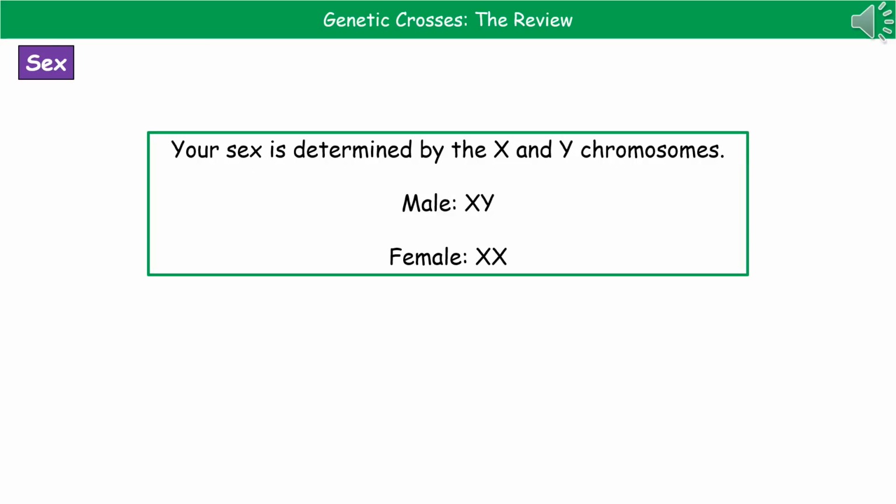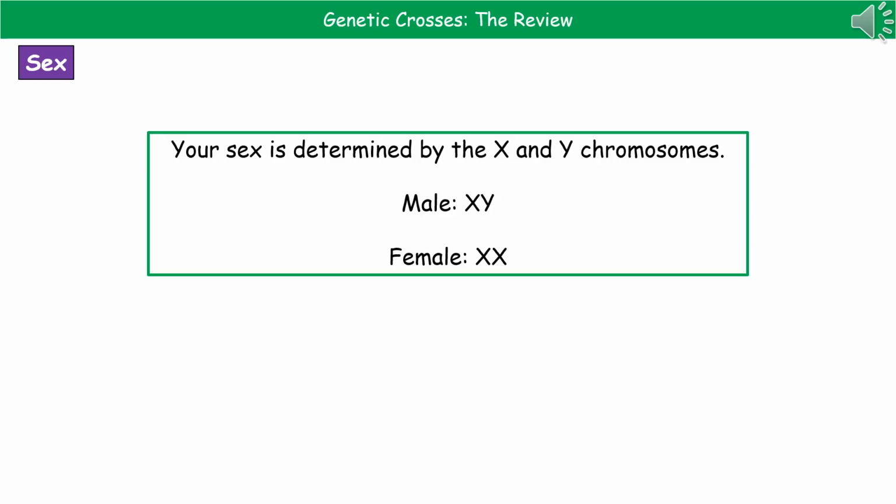The one that they sometimes throw in as a question that you should know the answer to, but people frequently get wrong, is all about how sex is determined. And it's all about the X and Y chromosomes. So if you are male, then you will have 1 X and 1 Y chromosome. If you are female, then you have 2 X chromosomes.